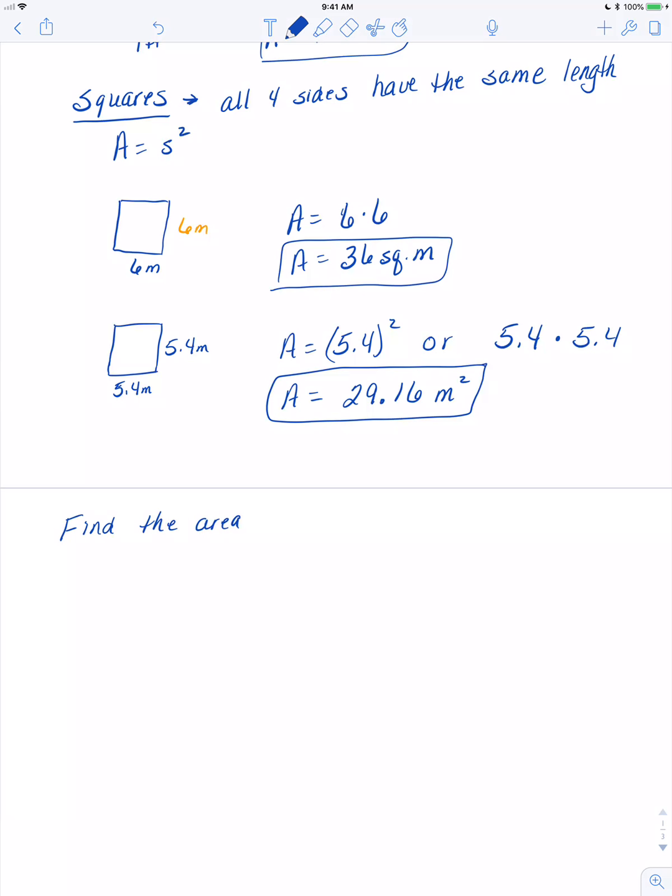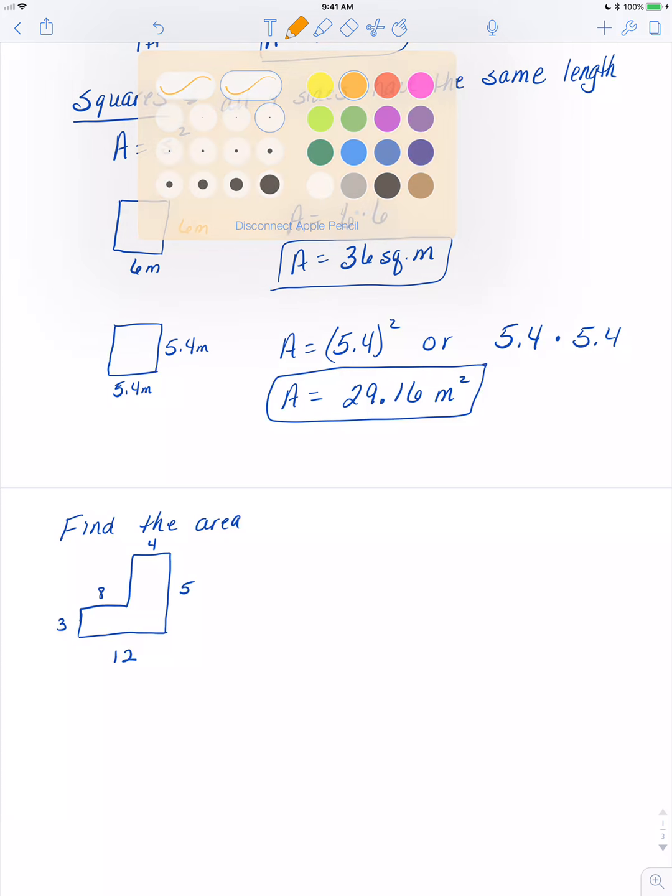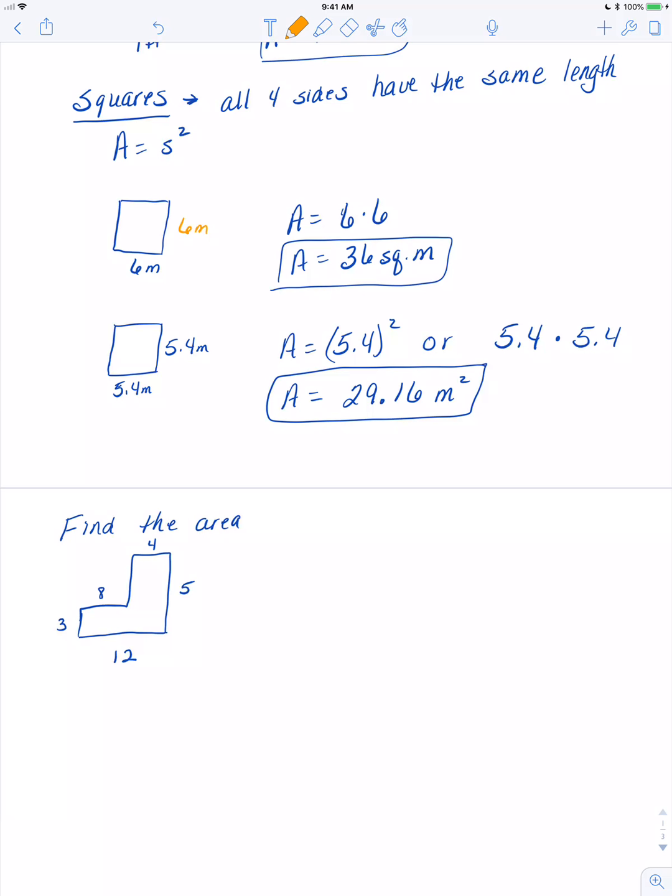Let's see, what if we have something that might look like this? And let's go ahead and label. This is 3, that's 8, this is 4, this is 5, and this whole thing here is 12. Well, what can we do here? How are we going to find the area of this?